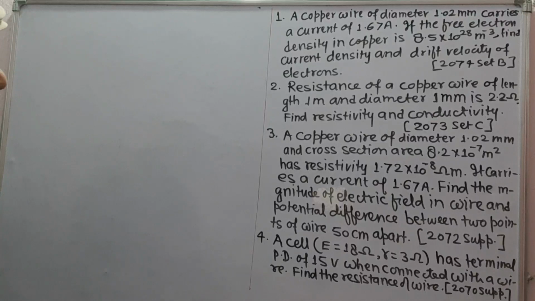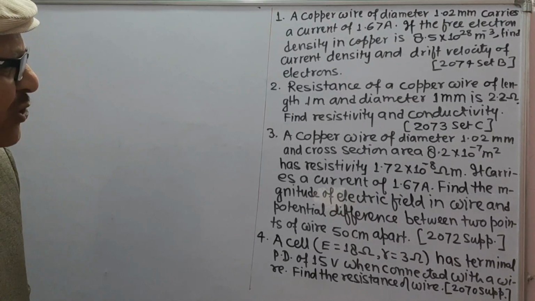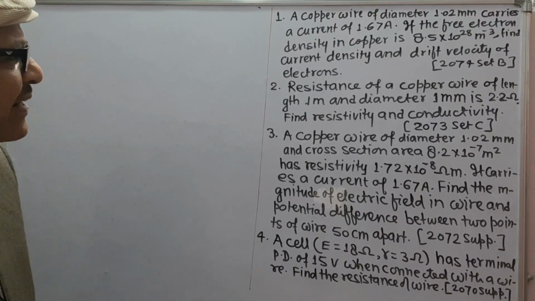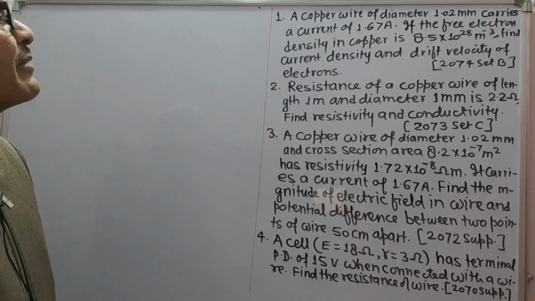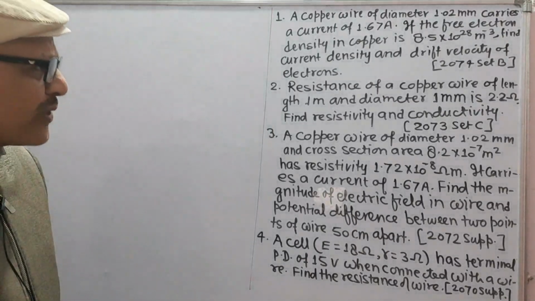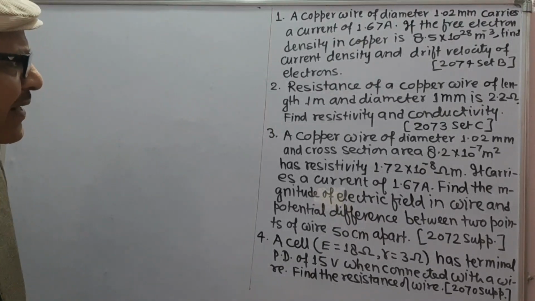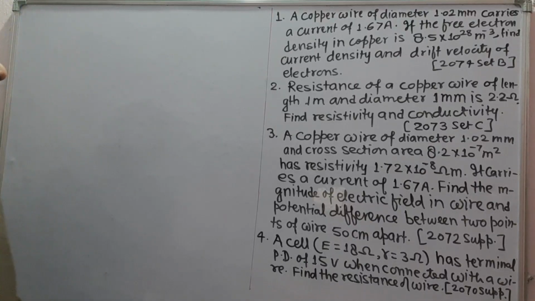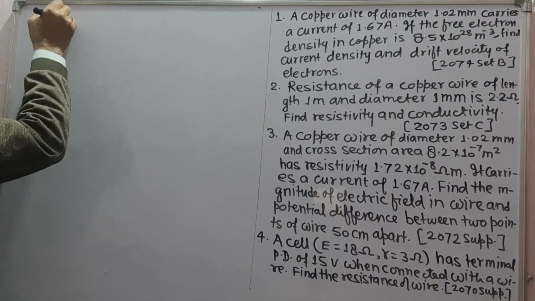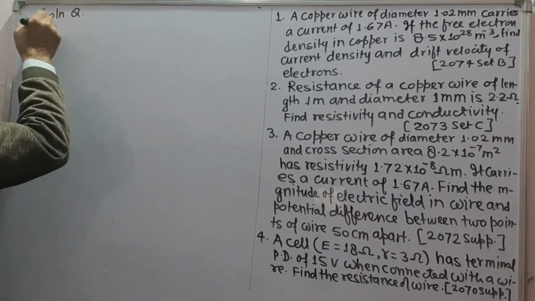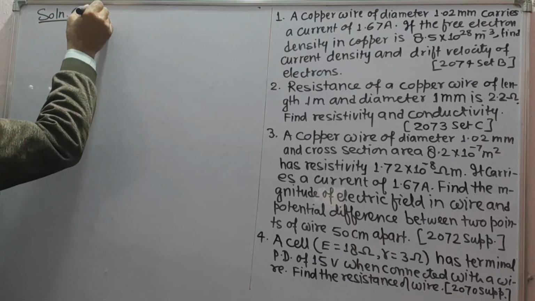Question is, a copper wire of diameter 1.02 millimeter carries a current of 1.67 ampere. If the free electron density in copper is 8.5 into 10 to power 28 per meter cube, find current density and drift velocity of electrons. So, solution to question 1.